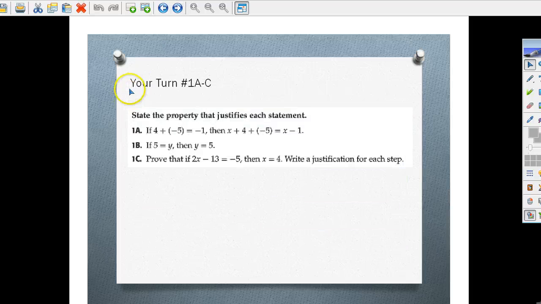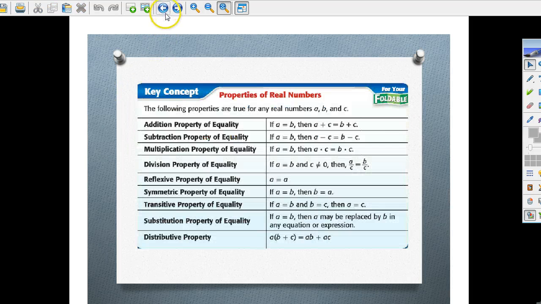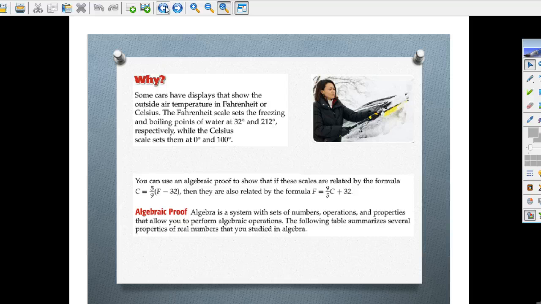Some cars have displays that show the outside air temperature in Fahrenheit or Celsius. The Fahrenheit scale sets the freezing and boiling points of water at 32 degrees and 212 degrees, respectively, while the Celsius scale sets them at 0 and 100. You can use an algebraic proof to show that if these scales are related by the formula C equals 5 over 9 multiplied by F minus 32, then they are also related by the formula F equals 9 over 5 C plus 32.